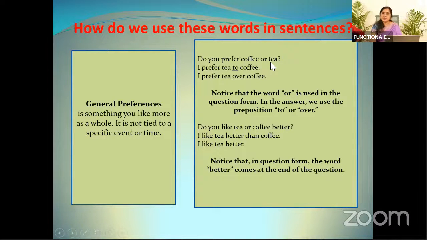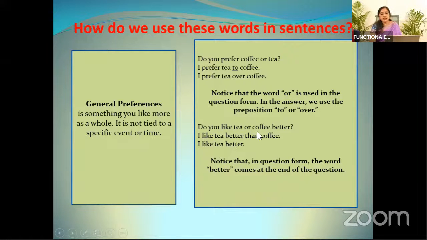It's a general statement. నేను ఇప్పుడు మీకు కాఫీయో టీయో ఇవ్వడానికి అడగలేదు, మామూలుగా అడుగుతున్నా. And in the answer, it is either to or over. I prefer coffee or tea అనకూడదు reply. I prefer coffee to tea. I prefer tea to coffee. I prefer tea over coffee.